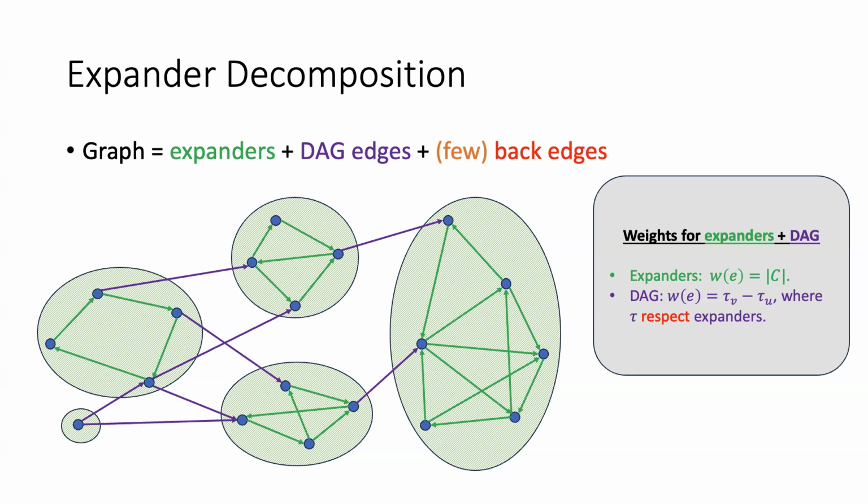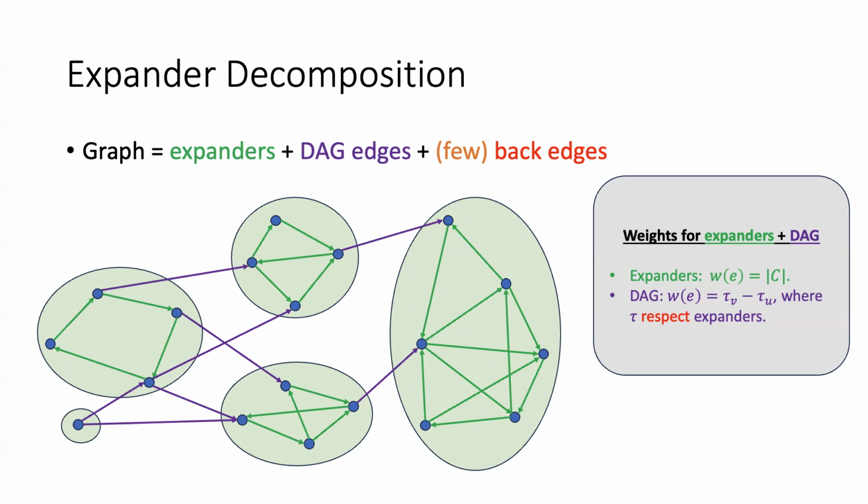So let's say we are in the case where there are no back edges, so we just have a bunch of expanders connected by a DAG. Then a good weight function in this case is very natural. For each edge that is in some expander, we set its weight to be the size of the expander that it is in. And we pick a good topological order. I'm not going to define what good means, but we pick such a good topological order, and then we set the weight of the DAG edges to be the difference between the topological order of the endpoints.